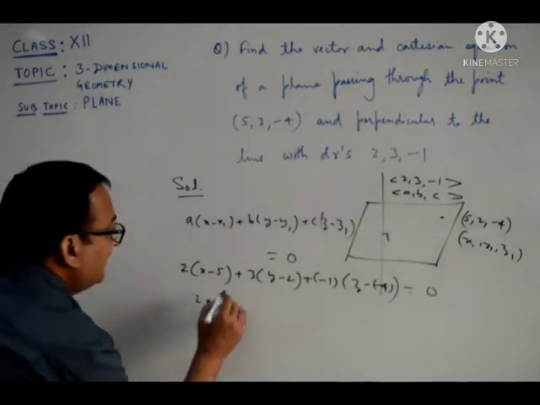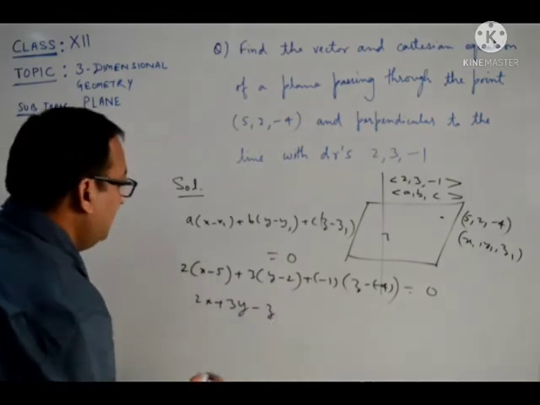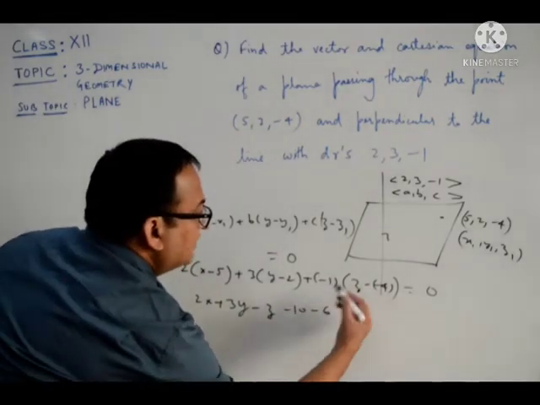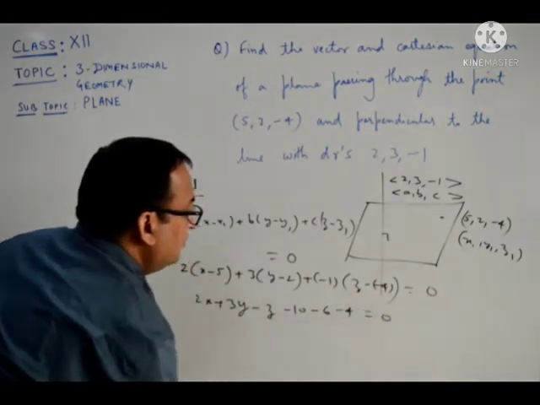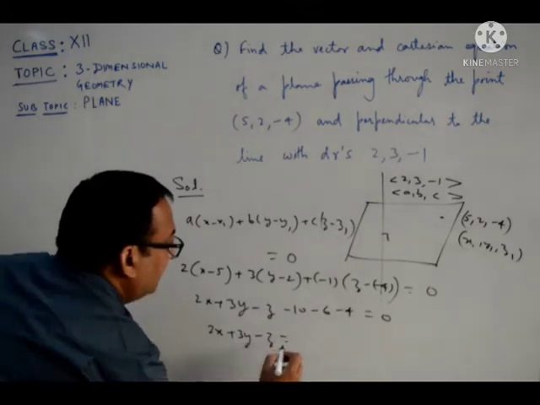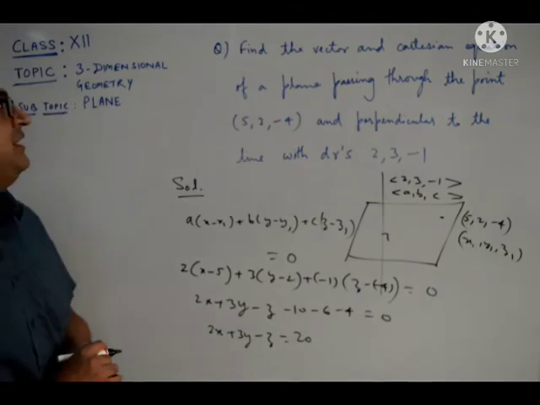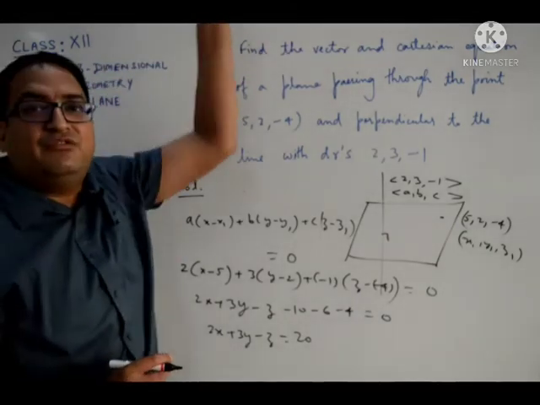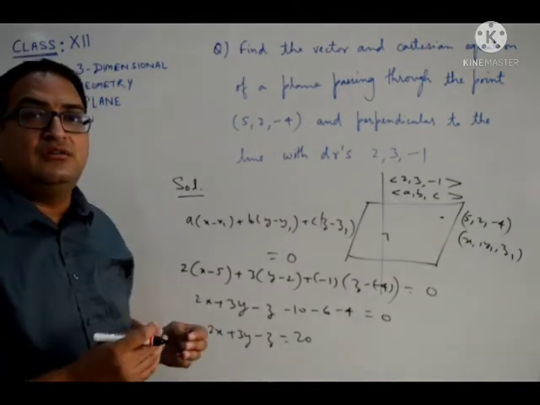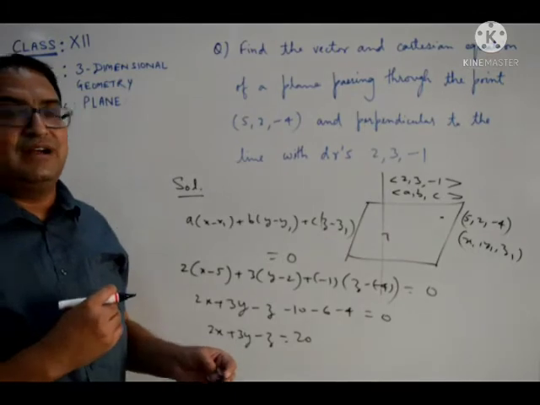So this is 2x plus 3y minus z, and then we have minus 10 minus 6, this is plus 4, again minus 4, equal to 0. So the equation of this plane is this. This is the Cartesian equation of the plane. Here we also have to find the vector equation of the plane. So you must know how to convert from vector form to Cartesian form and Cartesian form to vector form.